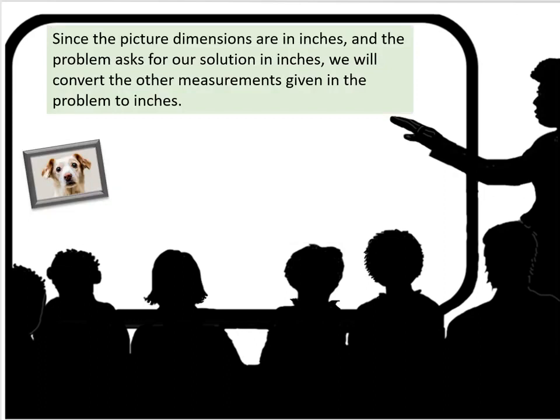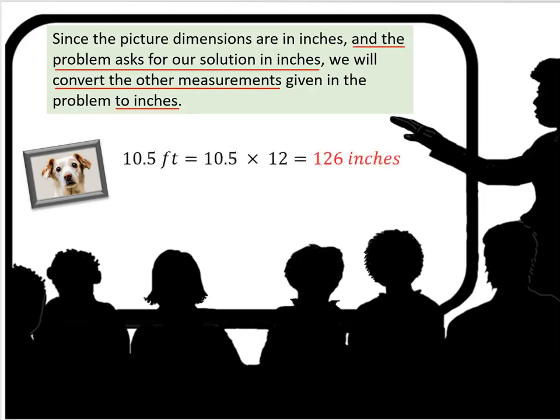Since the picture dimensions are in inches and the problem asks for a solution in inches, we'll convert the other measurements given in the problem to inches. So 10.5 feet equals 10.5 times 12, because there are 12 inches in 1 foot, and that gives us 126 inches. And then from ceiling to floor was 7.5 feet, so that's 7.5 times 12, because again there's 12 inches in every foot, and that'll give us 90 inches.